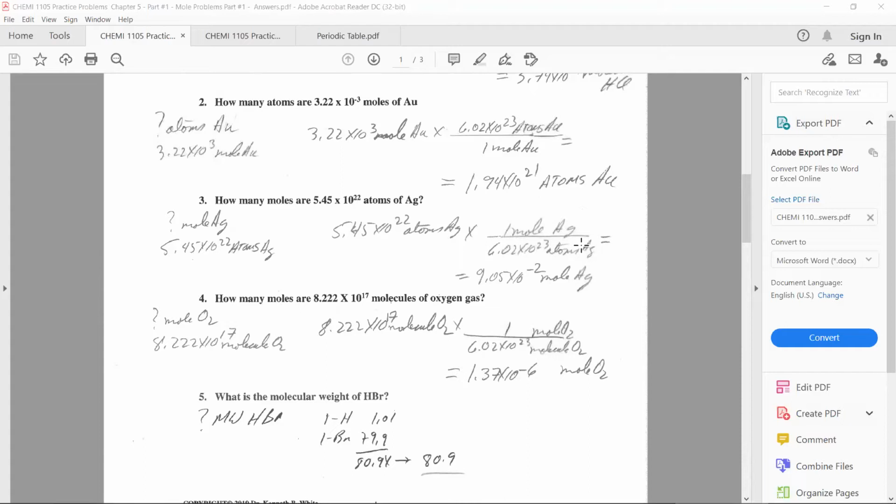Atoms of silver divided by atoms of silver cancel out. And you're left with moles of Ag. Yay, we're on the right track. And do the math, and you notice 3 significant figures, 1 mole, the 1 is the exact number. So my answer is 3 significant figures.